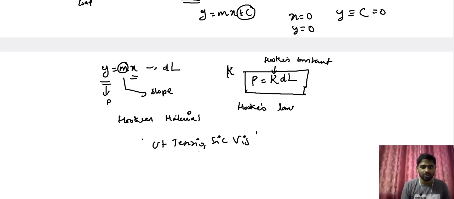That is ut tensio sic vis, meaning the tension, the extension or the stretching of a given material depends on the amount of load that you impose. So the amount of extension, the amount of elongation that you observe in a given material is the response to the amount of load that you impose.